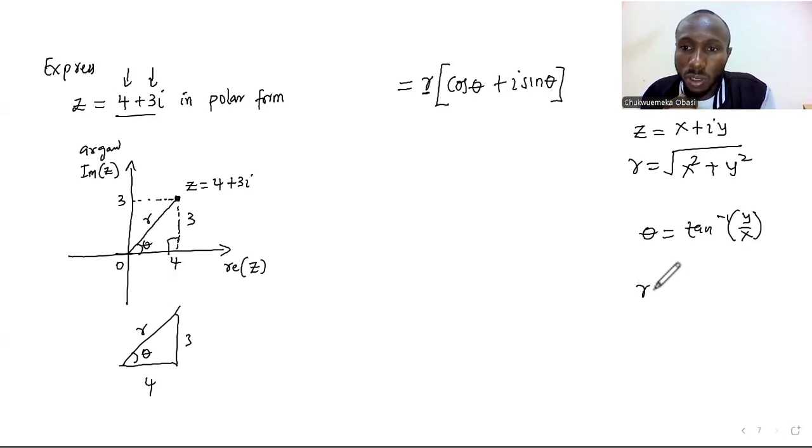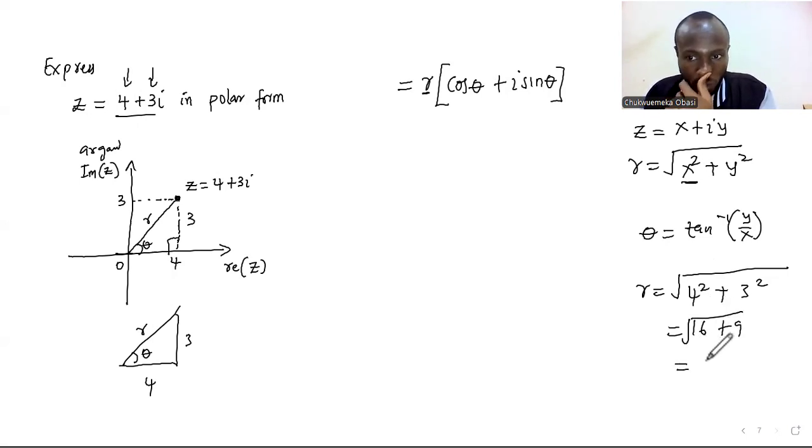So r is simply going to be the square root of the real part, which is 4. That is 4 squared plus y squared, which is 3 squared. That's going to give us 16 plus 9. And what is 16 plus 9? That's going to give us 25, and the square root is 5. So r is just going to be equal to 5.